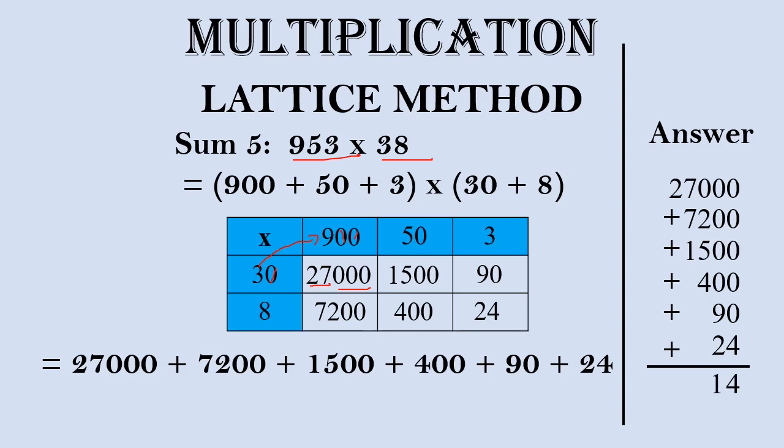9 plus 2 is 11, carry over 1. 5 plus 4 is 9. 9 plus 2 is 11, plus 1 the carried over, that's 12. Carry over 1. 7 2s are 14, and plus 1 is 15, plus 1 is 16. Carry over 1. 2 plus 1 is 3. So the product is 36214, 36,214.